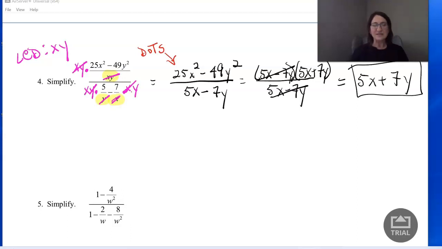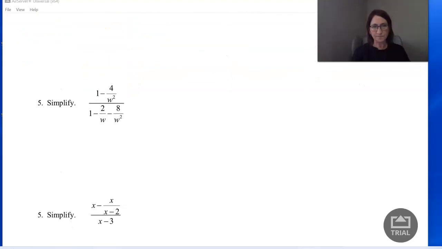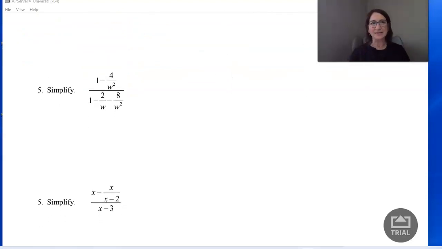There we go. Let's look at problem 5. Same process. We're going to identify the LCD by looking at w squared, w, and w squared. The denominators for the integer 1 are just 1, and that's not going to change anything with my LCD. So my LCD is w squared. I've got all those w's, and I picked the w that has the highest exponent.